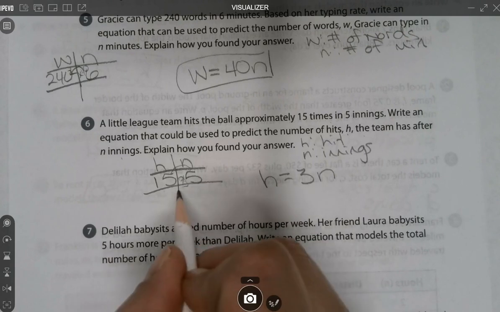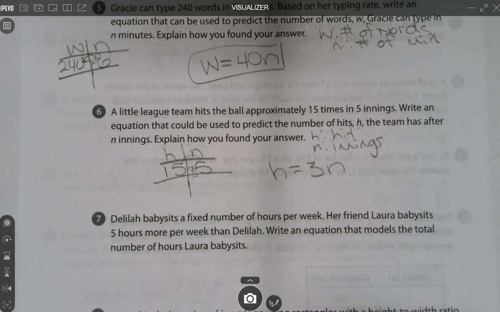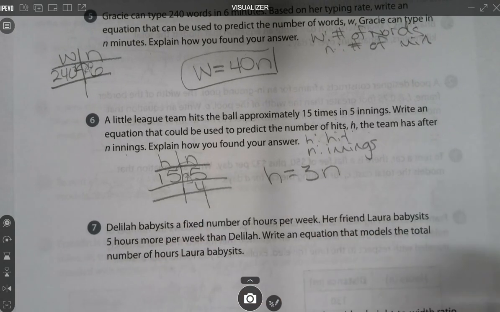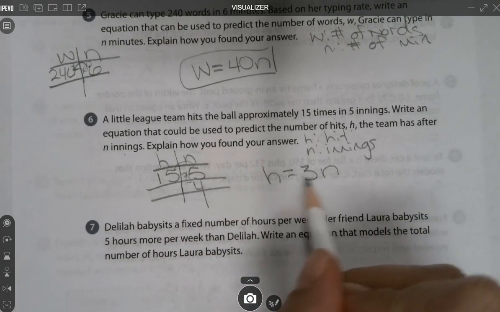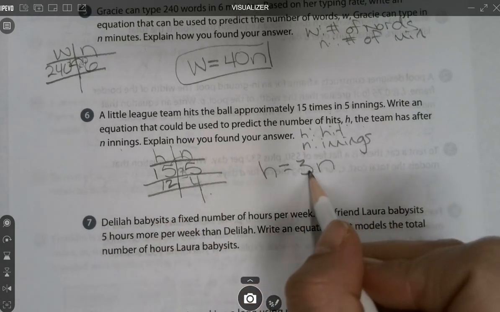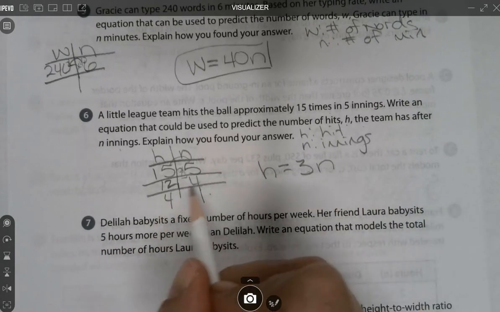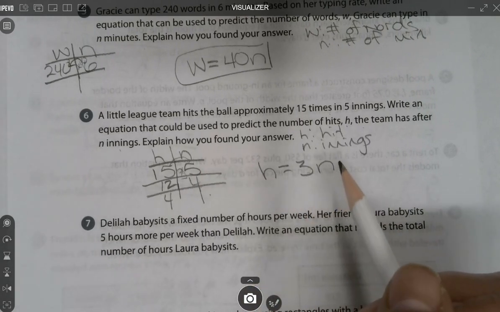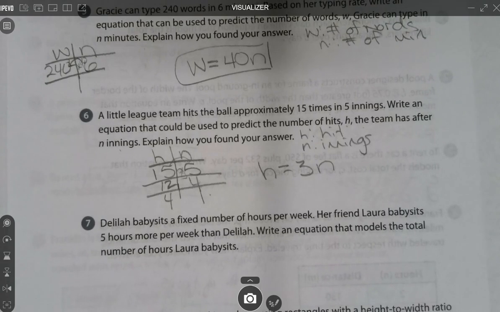And I could put other numbers in. So say I had a 4 and a 1. 3 times 4, wouldn't that give me 12? And 1 times 3, wouldn't that give me 3? So that would be the rule for those numbers.